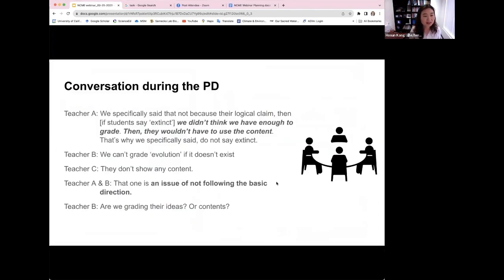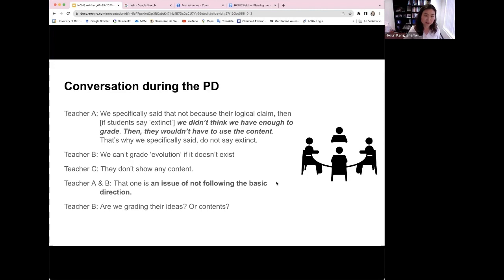So they say the reason why these kids don't get the point is because she said that the polar bear is going to be extinct. And for me, when I look at the data, I thought this is a pretty reasonable prediction given what is going to happen. But then the teacher goes, we specifically said not to, because of their logical claim that if students say extinct, we didn't think we have enough to grade, then they wouldn't have to use the content. That's why we specifically say, do not say extinct.